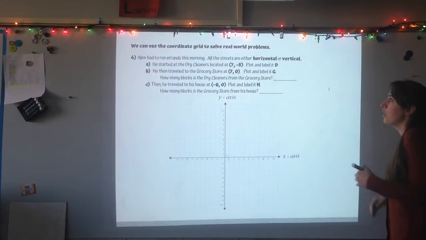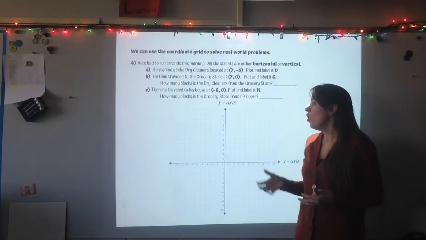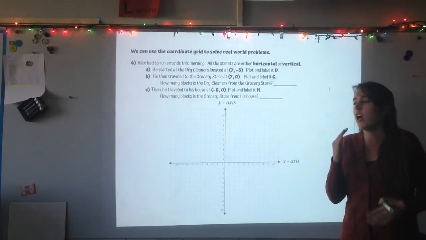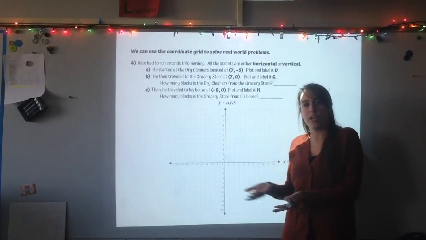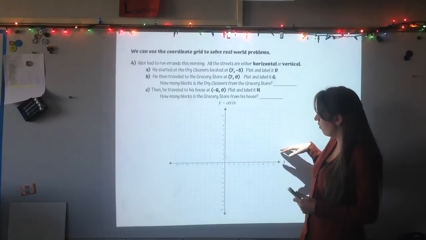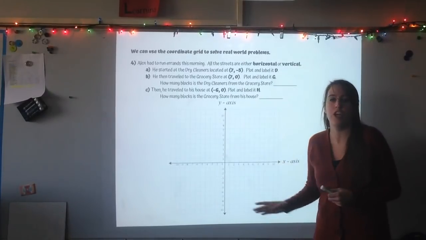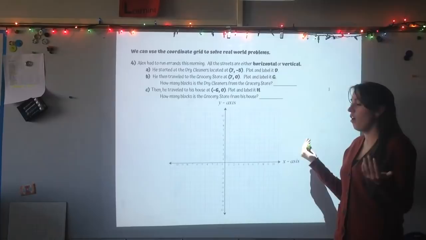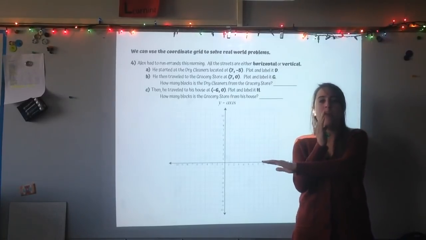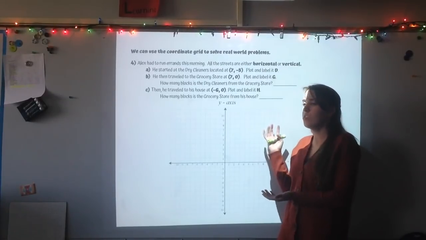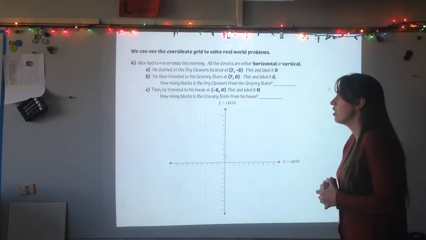So here's where we've got a real world application. So we're thinking of things like a grid, as if we have streets that we're moving on that travel horizontally and vertically. If you think about streets, a lot of them intersect horizontally and vertically, so we're going to use this to mimic real world situations.